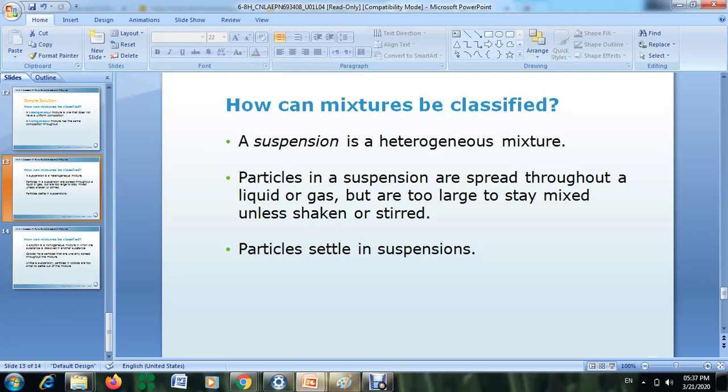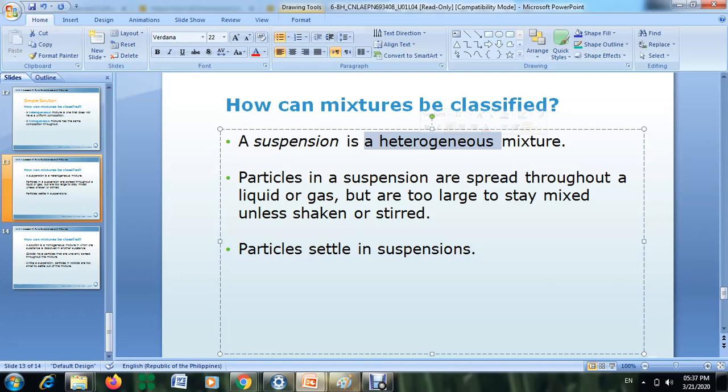It's not clear. Okay, here we call it what? Heterogeneous. So this is the first one, heterogeneous. Examples of them are called suspensions. What are suspensions? These are heterogeneous mixtures. First, particles are spread throughout a liquid or gas, and they are very large. They will not dissolve. At the end, the particles will settle down.